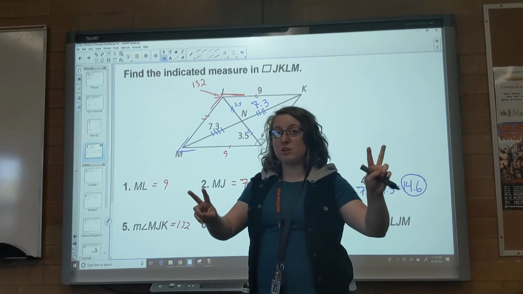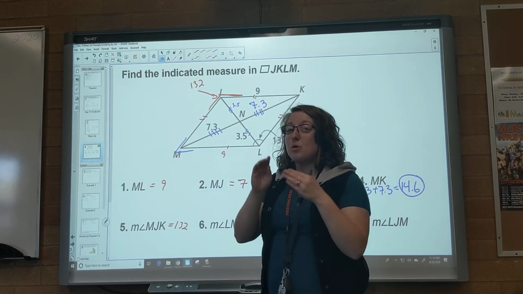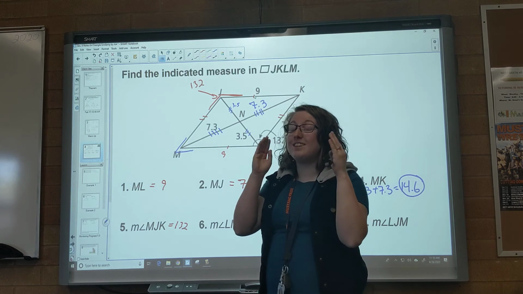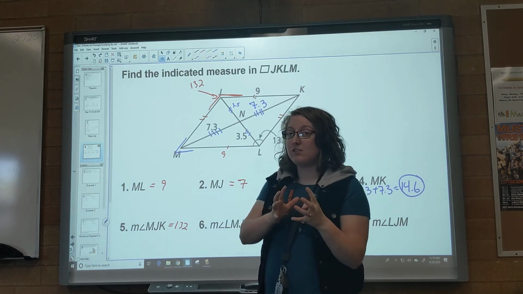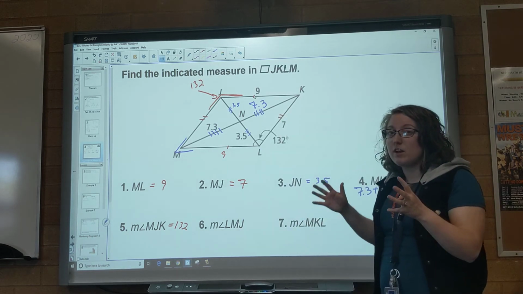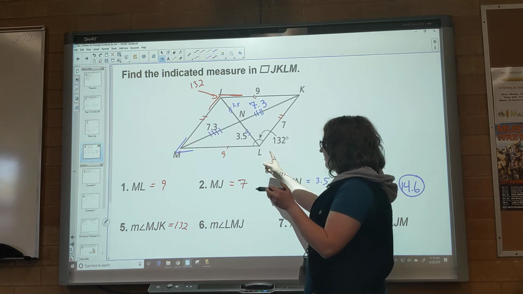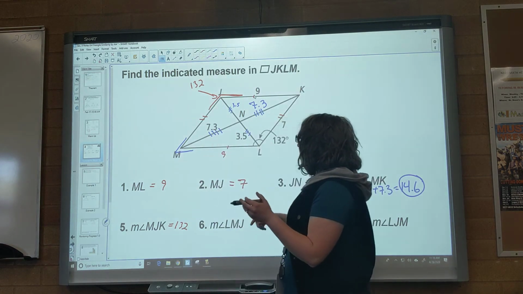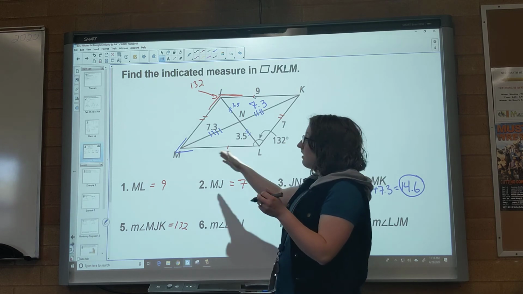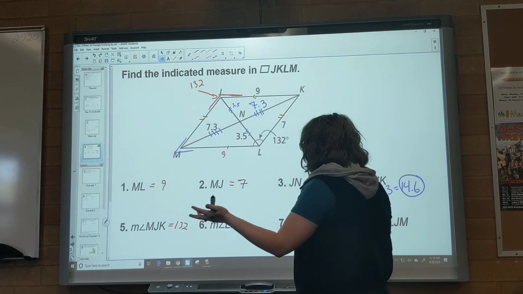Okay, remember the things we know about parallelograms. We know opposite angles are congruent. We also know that consecutive angles add up to 180. So consecutive means next to. So if we look at our picture, we've got 132 is next to our angle LMJ. So 132 plus LMJ is going to give me 180, so that's way easy.